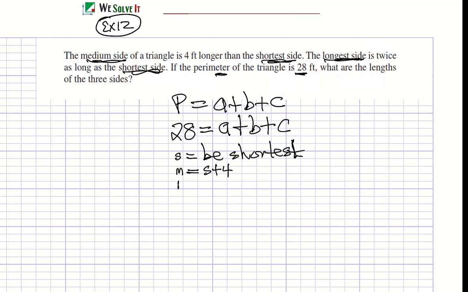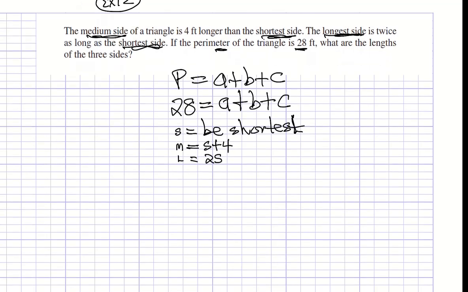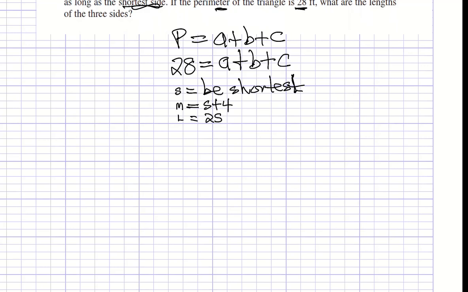And then they also said the longest is what? The longest is twice as long as the shortest. So the longest is what is that? Twice as long as the short. So 2 times S. You see that, right? So we'll have that in terms of S.